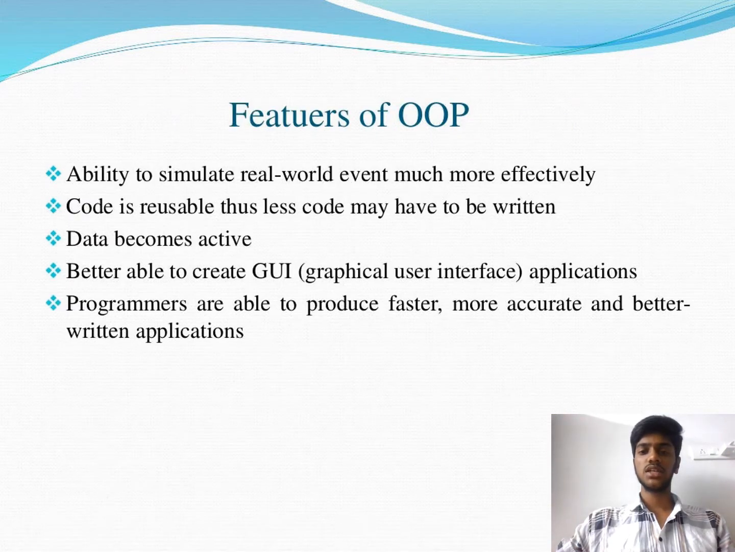Features of object-oriented programming: ability to simulate real-world events much more effectively. Code is reusable, thus less code may have to be written. Data becomes active, better able to create GUI, graphical user interface applications. Programs are able to be produced faster and are more accurate than other written applications.